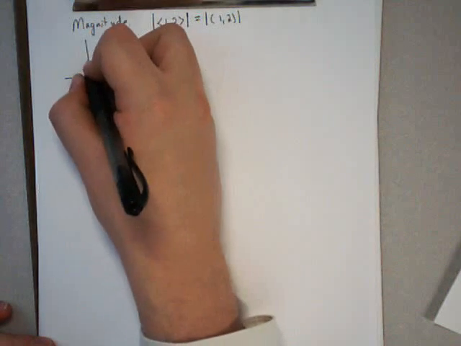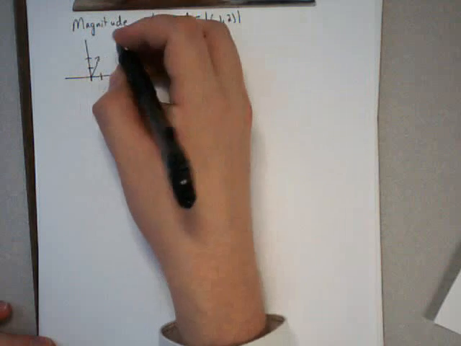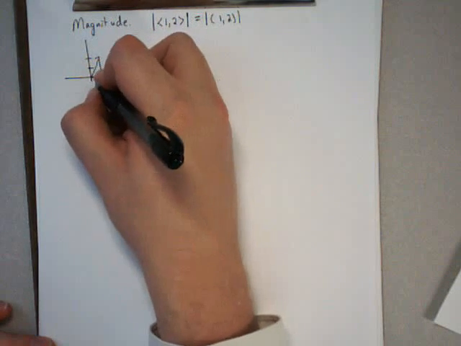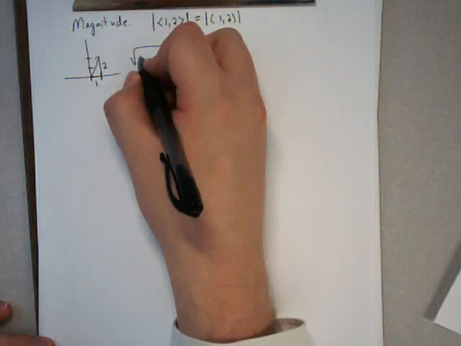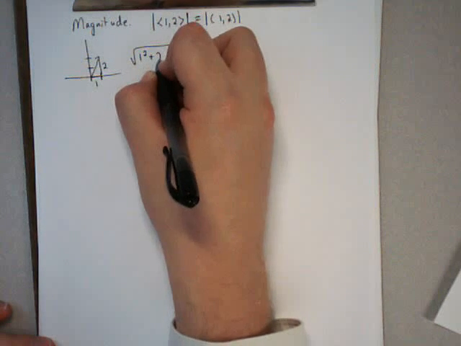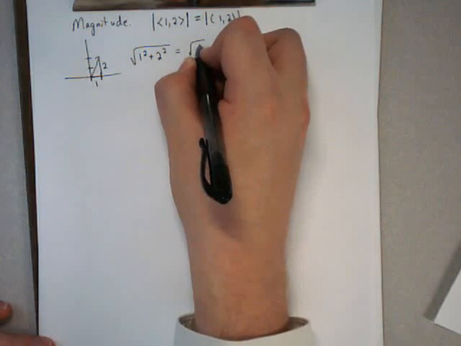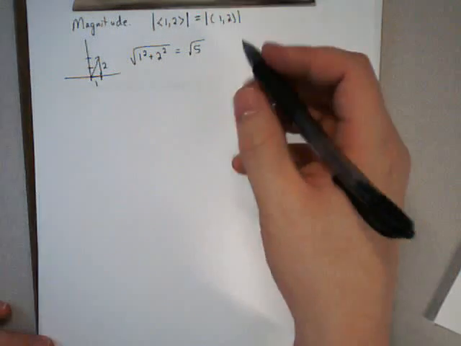If I draw the vector 1, 2, then really I can just use the Pythagorean theorem. One edge is length 1, one edge is length 2, so the Pythagorean theorem says let's take the square root of the sum of the squares to find the length of the vector, hence giving us root 5 in this case.